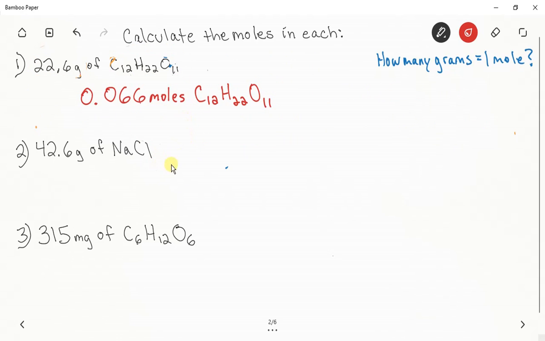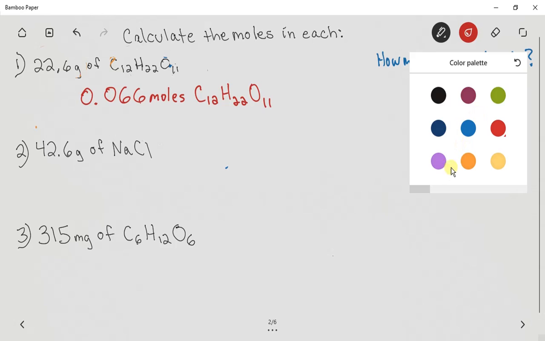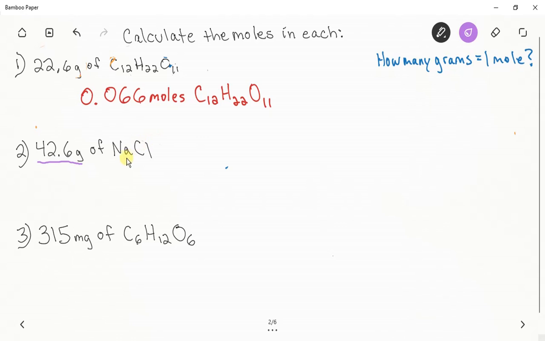So now let's move on to our next problem. A different color here. We have 42.6 grams of sodium chloride. And this, by the way, is just table salt. Sodium chloride. So remember the table salt example I was giving you in the previous video? So this is the same thing. This is sodium chloride, table salt. So we are just making salt water in this problem.